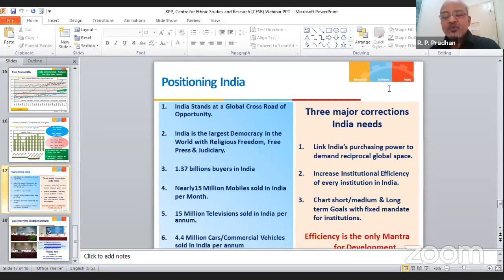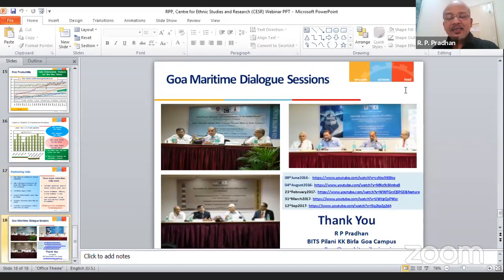And the third thing is that we must chart out our short-term, medium-term and long-term goals with a fixed mandate for institutions. And efficiency, as we move further, is the only mantra, be it political efficiency, economic efficiency, thinking efficiency, institutional efficiency, through which we can have our space at the global level, and we can really have the right development strategy and experience in India at the hinterland, at the internal level. With that, I think I have concluded my understanding of my proposition.